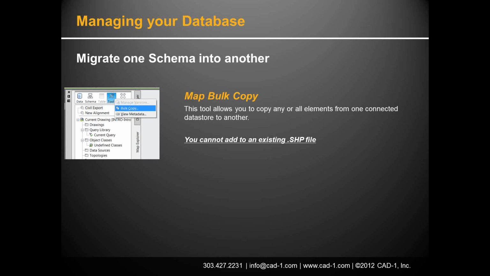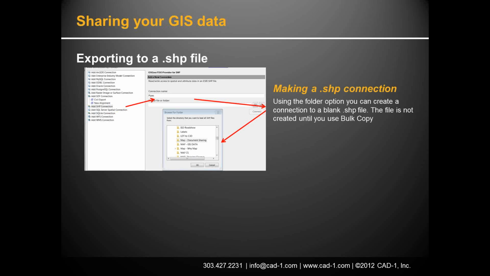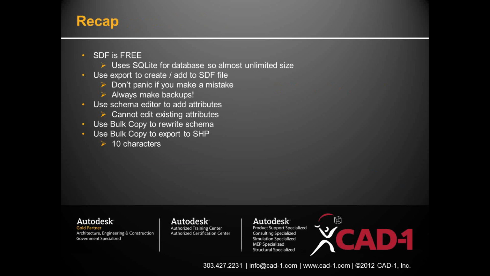So you use that bulk copy to migrate those schemas into another, and you can also use that bulk copy to export your information into a shape file. The first thing you need to do is make that shape connection like I mentioned. You're going to give it the name of the file that you want to use. You're going to connect to a folder, not a file, and then you're going to use the bulk copy tool just like I showed you a moment ago. When you do that bulk copy and point to this folder location or this name, it will populate that folder with SHP, SHX, everything else.